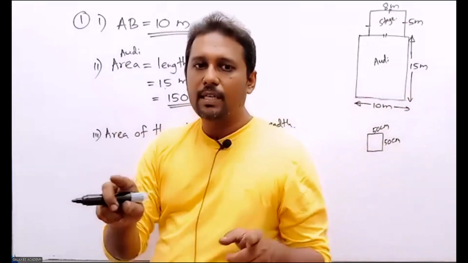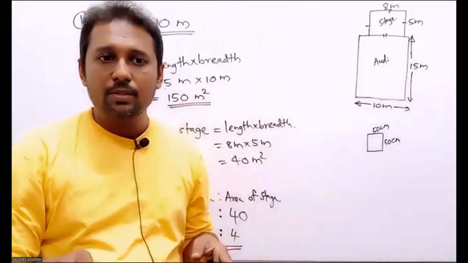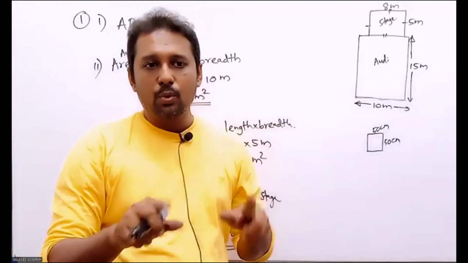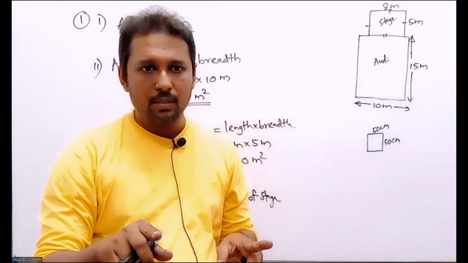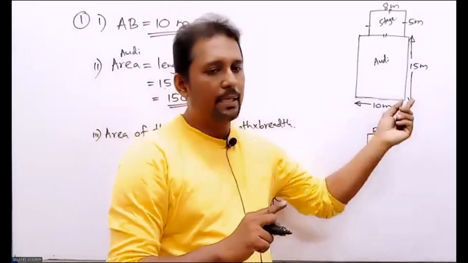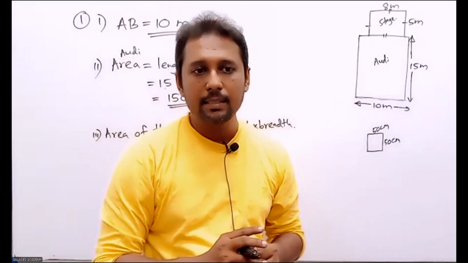Side length of a tile is 50 centimeters, no? By using 2 tiles, we can cover 1 meter, right? Then to cover 10 meters, how many tiles are needed?